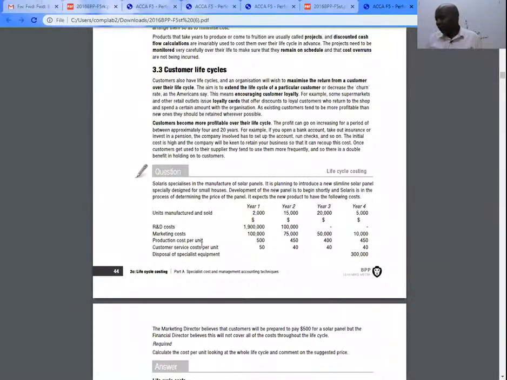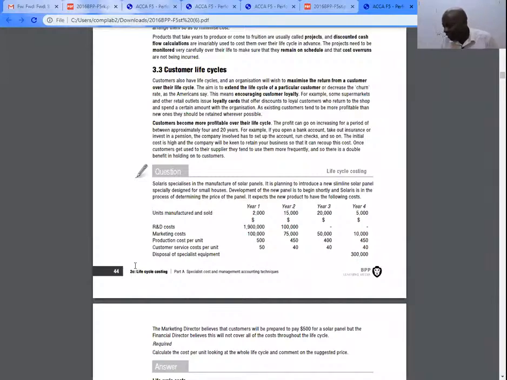And then we have production cost, but per what? Per unit. So the production cost per unit, those ones you must multiply with the number of units. Like now here you will take 500 times 2,000 plus 450 times 15,000 plus 400 times 20,000 plus 450 times 5,000. Because ideally, I would want to get the total production cost over the entire life cycle for all the years.